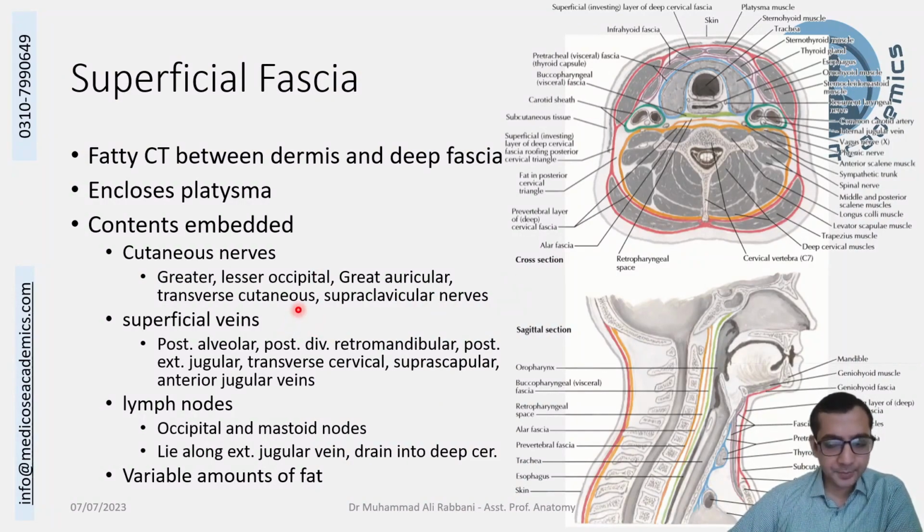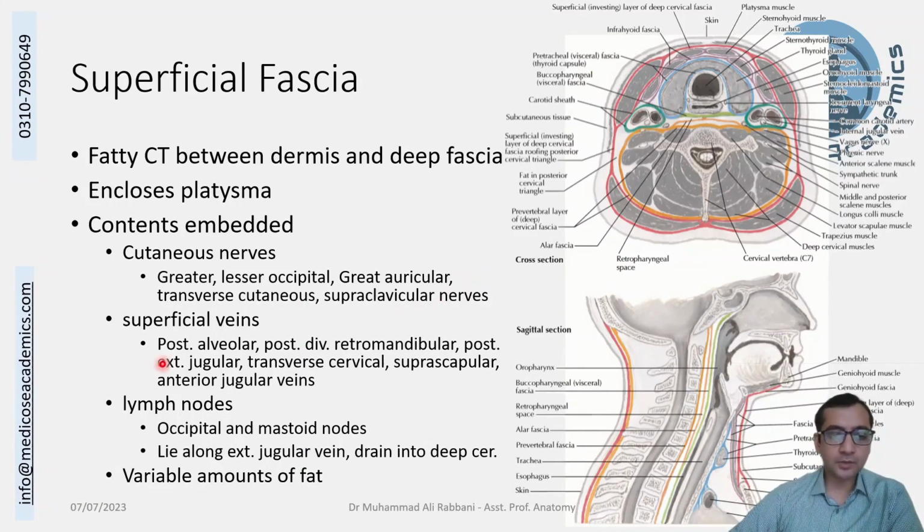Superficial veins. I'm just going through the names right now. How are these formed? Which veins join to form them? What are the tributaries of each of the veins? We will discuss that in tomorrow's lecture, inshallah, when our major focus will be the vessels.